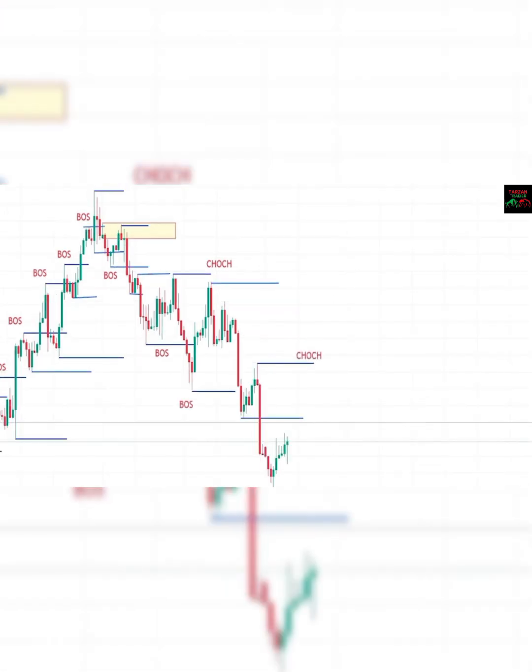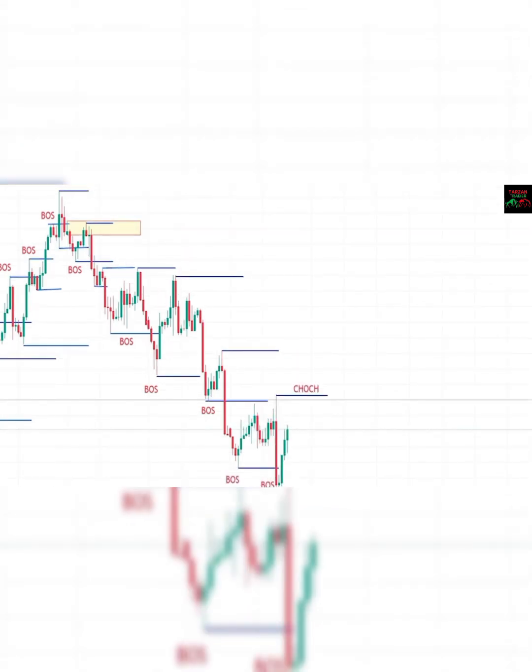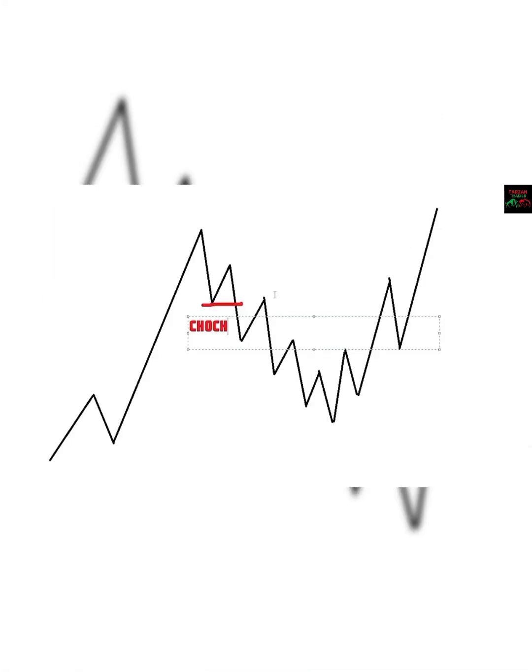Again, practice this on your own. Spend time refining the skill of marking structure breaks and the points where market sentiment shifts. This is a crucial skill. It helps you trade with the trend, which increases your win rate and improves your risk-to-reward ratio. Now let's break down the main mistakes traders make when identifying a CHOCH.